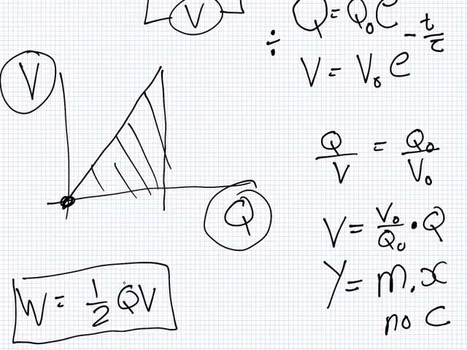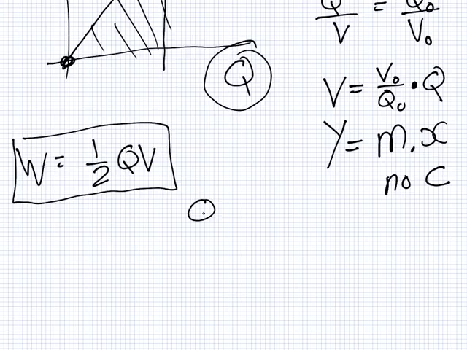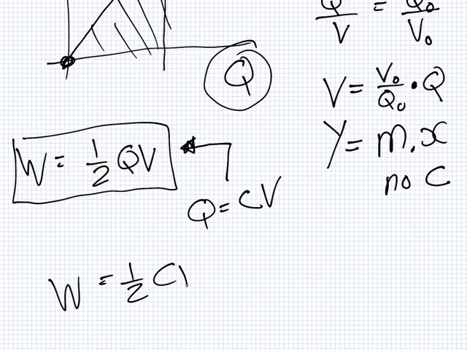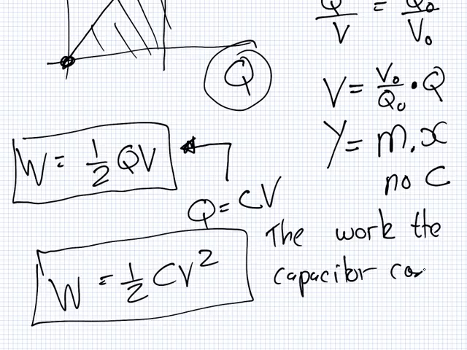Okay, we're good? Now, do you remember from capacitors, we have a formula for Q. Does anyone remember? CV. Thank you. So if I put that in here, we can make this formula, which is very common. The work a capacitor can do when charged is a half CV squared. We can use both.